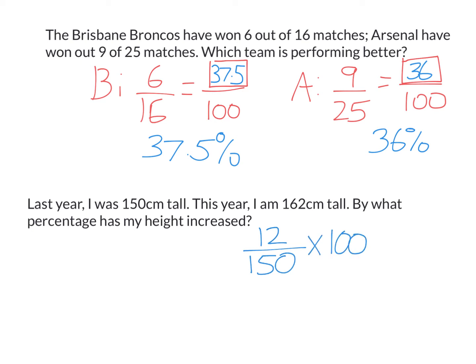So putting that on my calculator, I get 8. The answer is 8%. My height has increased 8%. That means for every 100 centimeters tall I was, my height has increased by 8 centimeters.